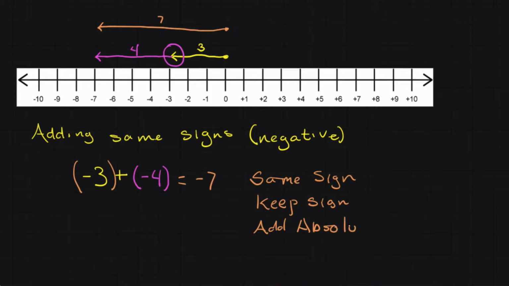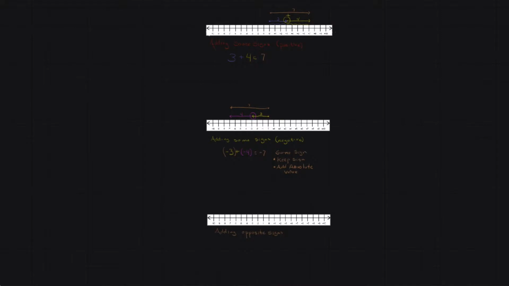My writing is not working so well. The pen is jumping around. We will add the absolute values. And that is a simple rule for adding numbers that have the same sign. Keep the sign, add the absolute value. Most of you already knew that already. Let's just keep going and see where things get a little bit tricky.